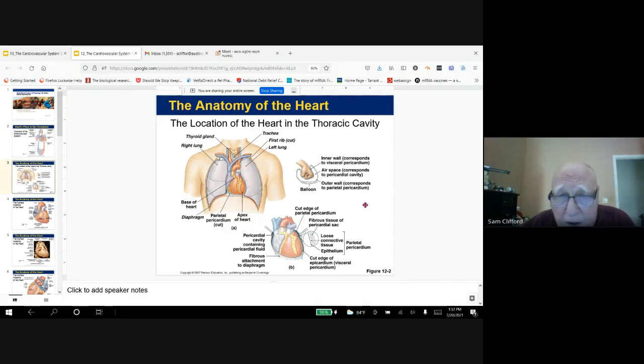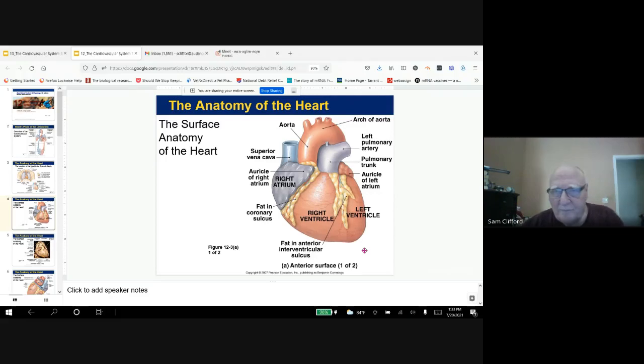Okay, so the heart's in the thoracic cavity. The heart's surrounded by a pericardium. So there's a three-layered sac around the heart. So you have the parietal pericardium, that's the outside wall, and you have the other part, the visceral pericardium touching the heart, and there's a cavity in between that allows for reduction of friction as the heart moves around.